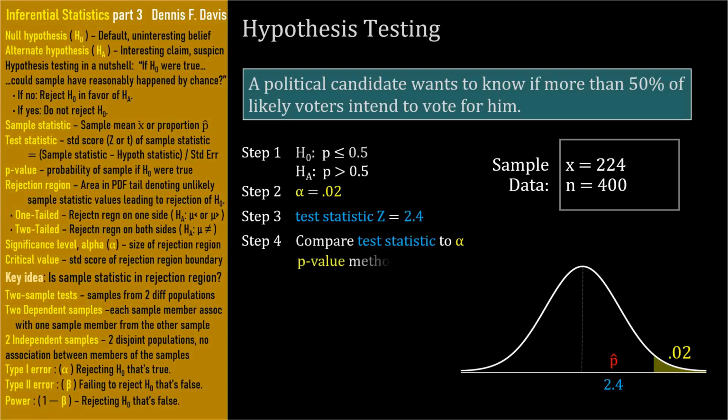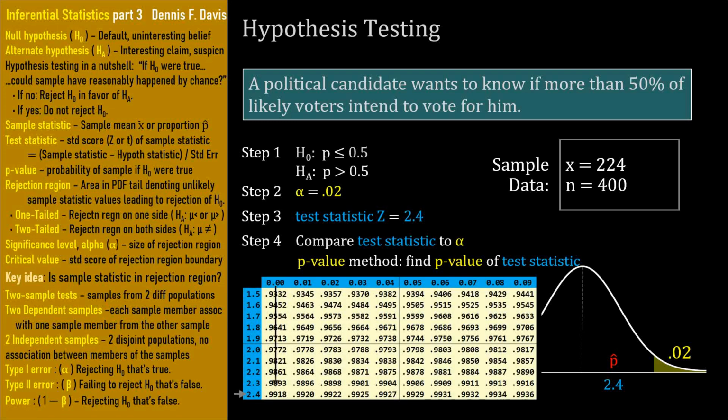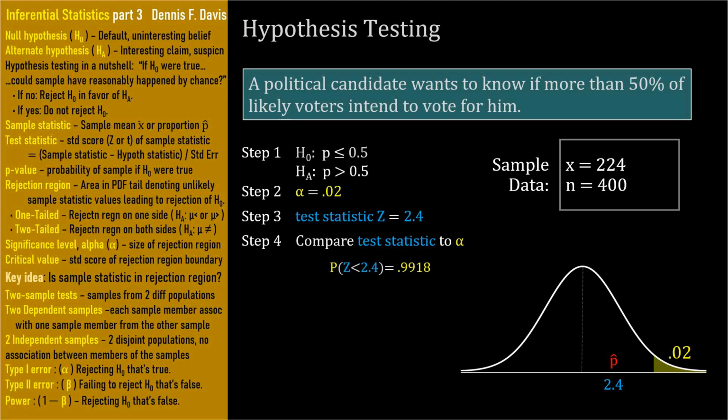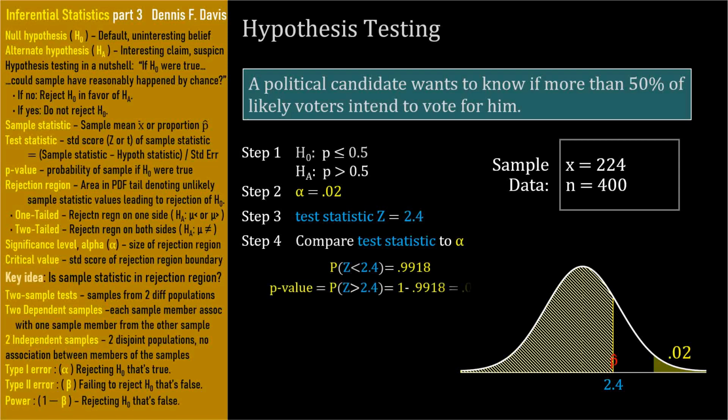Now let's use the p-value method. We need to find the p-value corresponding to the test statistic, 2.4, and compare that to alpha. We look up blue 2.40 in the margins of the z-table to get a probability of 0.9918. This means the probability of a random z-score being less than 2.4 is 0.9918. This gives us the probability up to z equals 2.4, but the p-value is the probability out beyond 2.4 in the direction of the null hypothesis. So we subtract 0.9918 from 1 to get the p-value of 0.0082.